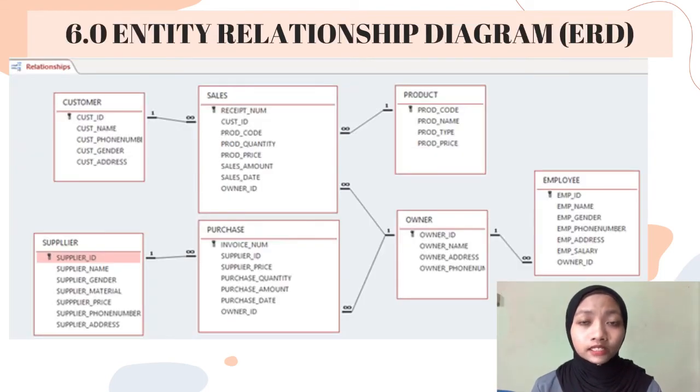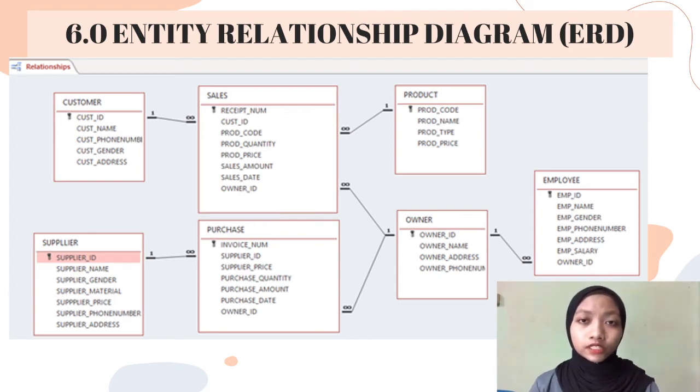Next part is the entity relationship diagram, ERD. There are 7 tables. Each sales transaction receipt detail involves only one customer, and each customer can be involved in many sales activities. Each sales activity includes only one product, and each product can be included in many sales transactions. Every sales activity is calculated for one owner, and each owner needs to check and manage many sales activities.